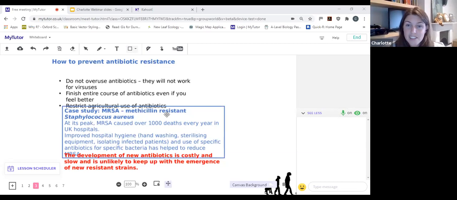Is MRSA similar to coronavirus? That's a really good question. And the coronavirus is a virus. So they are completely different organisms, which actually leads on to our next section of knowledge. So we'll learn more about that. Are embryos used for antibiotics? Not that I'm aware of.